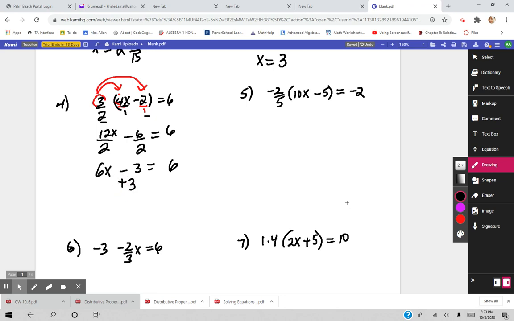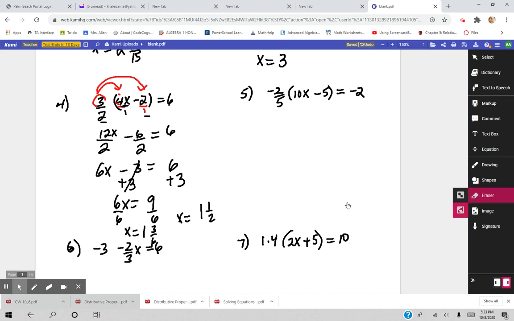Add 3 to both sides. 6x equals 9. Divide both sides by 6. X equals, well, 6 goes into 9 one time. We take 6 from the top, we're still left with 3 over 6, which is the same thing as x equals 1 and 1/2. Okay, let's go to the next one.